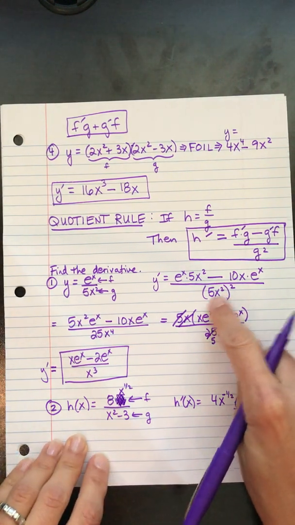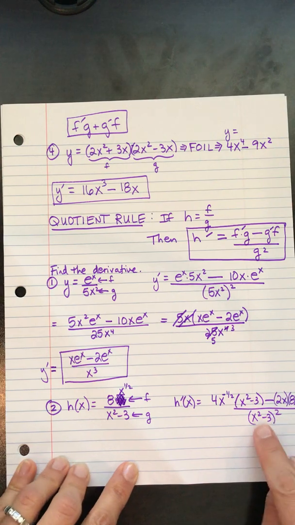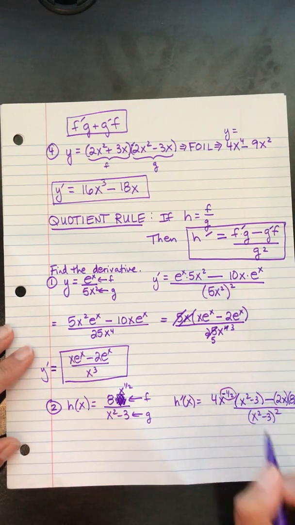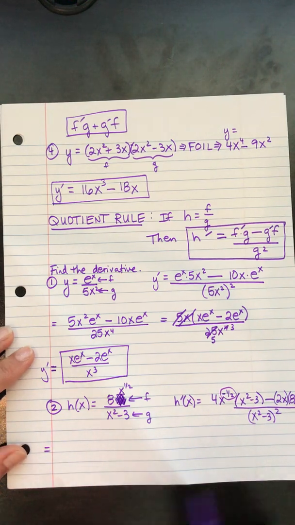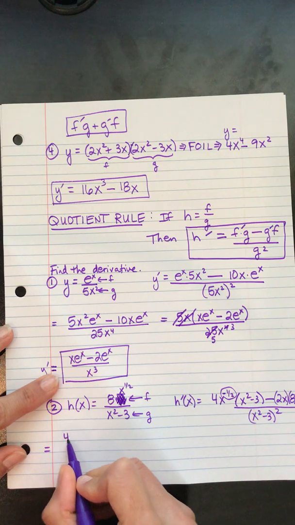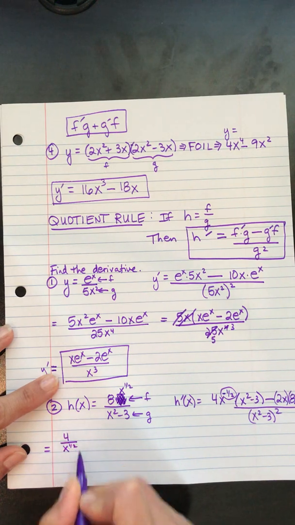I only did this because it was easy enough, but you don't have to FOIL this. You can leave it as x squared minus 3 squared. The only thing I don't want are negative exponents. So here's where it gets a little dicey. So instead of x to the -1/2, I have to write 4 over x to the half.